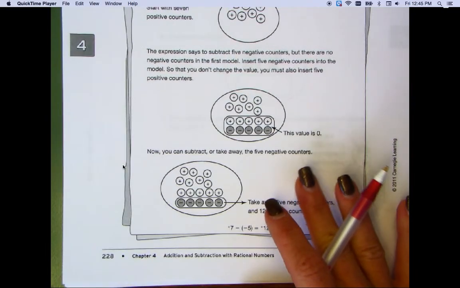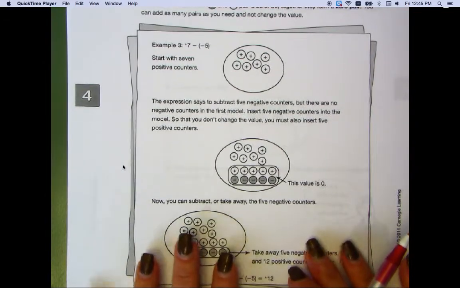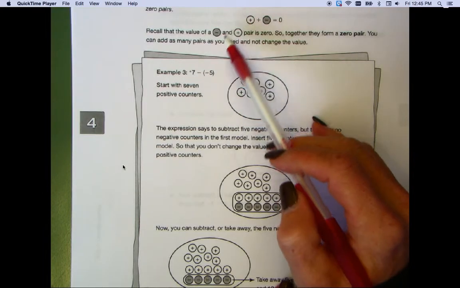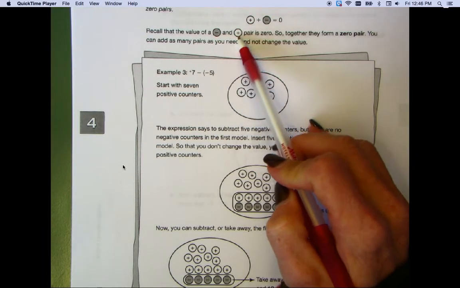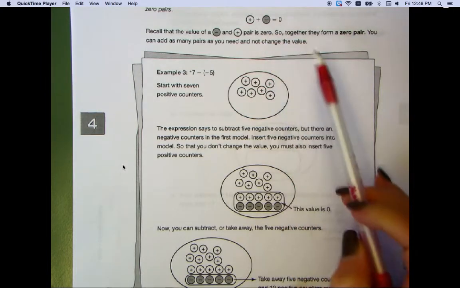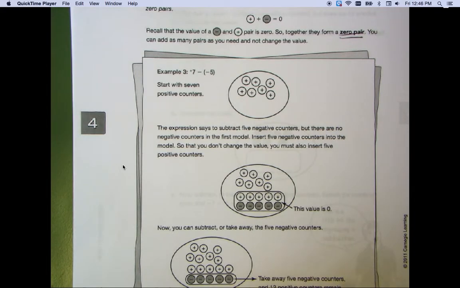It's a little harder when we have some of both. So I'm going to look at this example here. First of all, recall that the value of 1 negative and 1 positive is called a zero pair, or a pair of zeros. Together they form that zero pair. You can add as many zero pairs as you need, and it never changes the value.